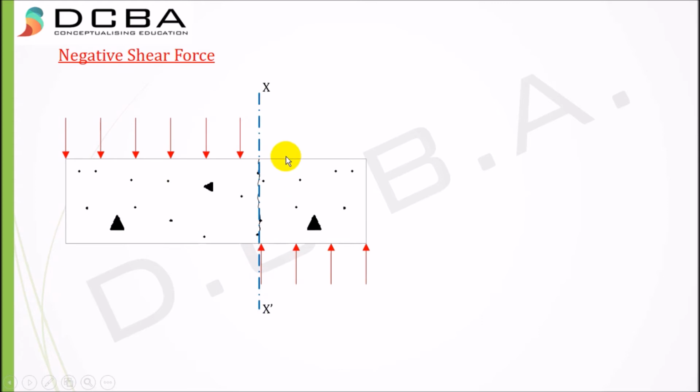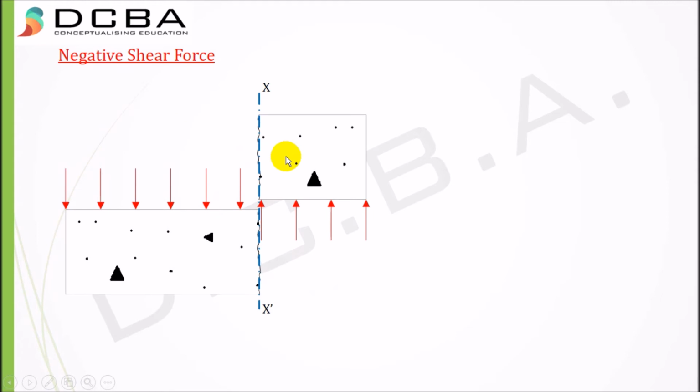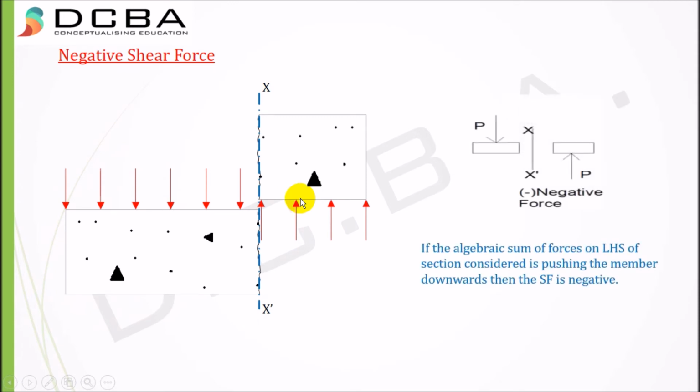This is how the tearing action of the beam takes place: the left part going down and the right part going up. Left part going down, right part going up is called negative shear force. To sum it up in a statement again, if the algebraic sum of forces on the left hand side of the section considered is pushing the member downwards, then the shear force is negative. Or if the algebraic sum of forces on the right hand side of the section considered is pushing the member upwards, then the shear force is again negative.